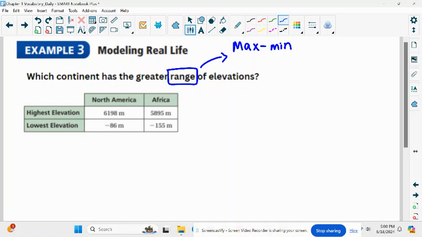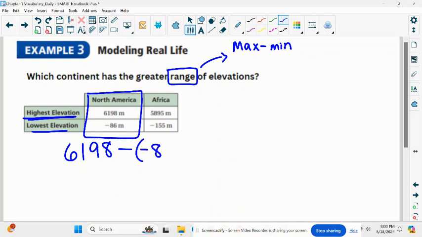So anytime we're talking about distance or the spread of a number, or how far apart numbers are, we're talking about its range. And to calculate range, we have to do the maximum minus the minimum. So, starting with North America, we have 6,198. That's our highest elevation. That's the maximum. Take away the lowest elevation, which is negative 86.